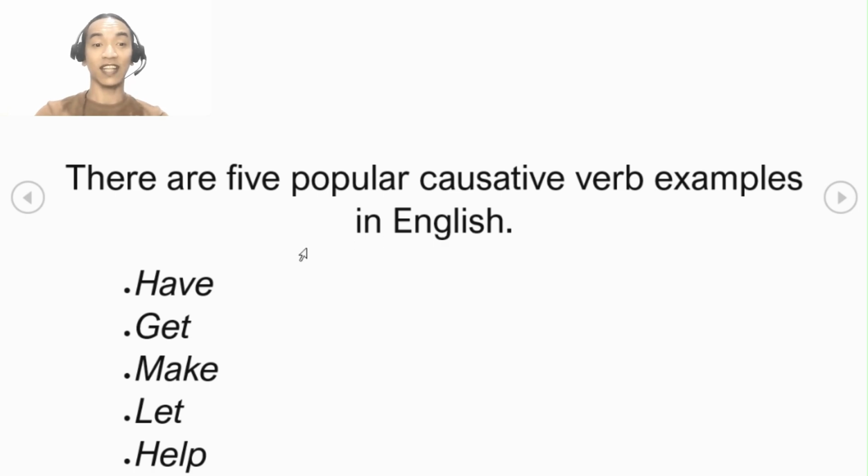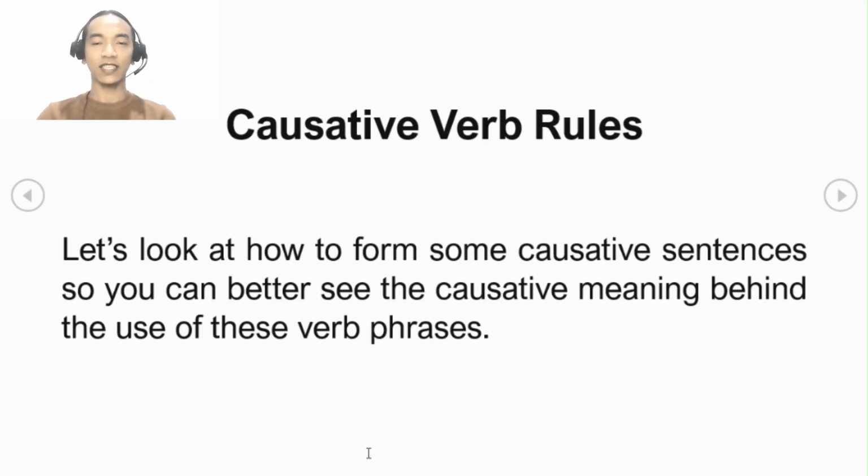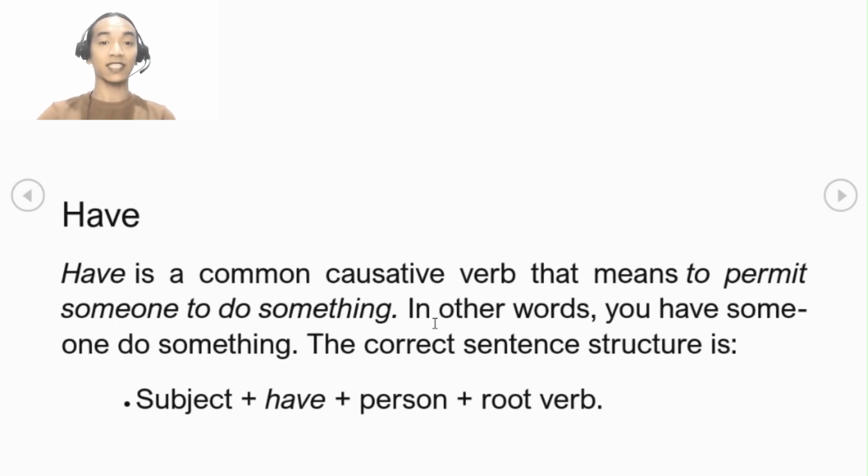So let's understand the rules in creating sentences using these causative verbs. Okay? So let's take a look at some of the causative verb rules. So let's look at how to form some causative sentences so you can better see the causative meaning behind the use of these verb phrases. So let's begin with the causative verb have.